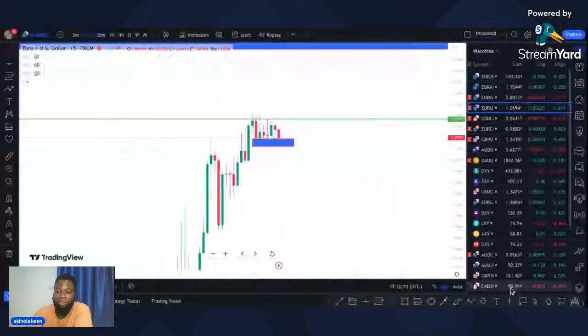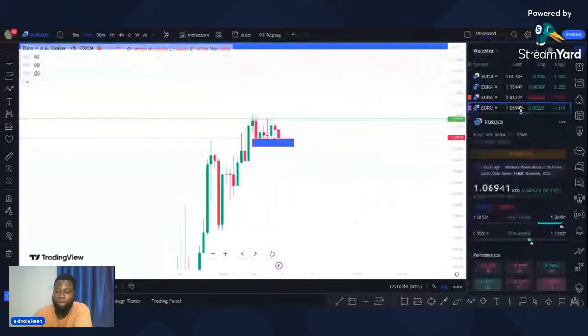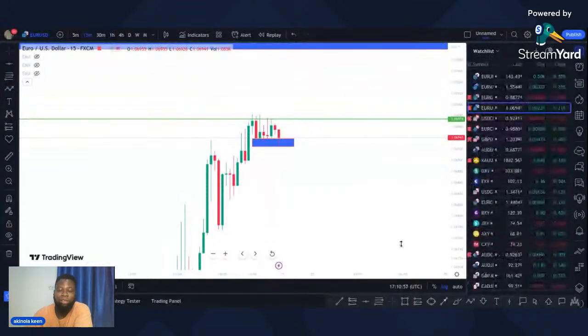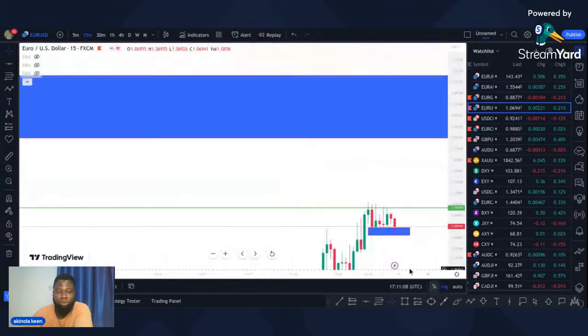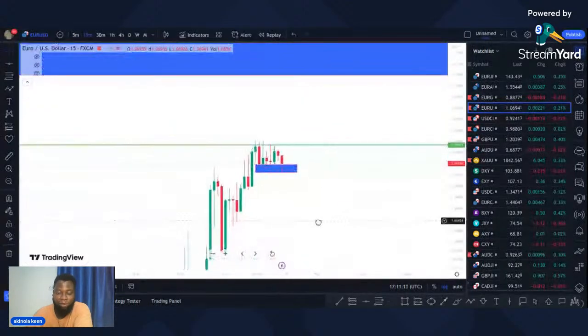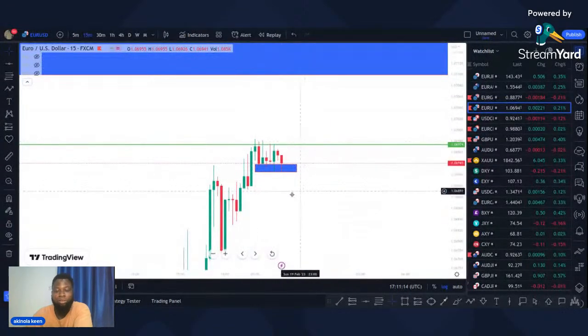Let's also see the traders' decision on this particular pair. It is neutral. No decision has been made. You understand? So that is that, guys, on EUR/USD. Just take note of that pair. When the market opens, let's see what is going to happen and how it's going to react to these two levels.